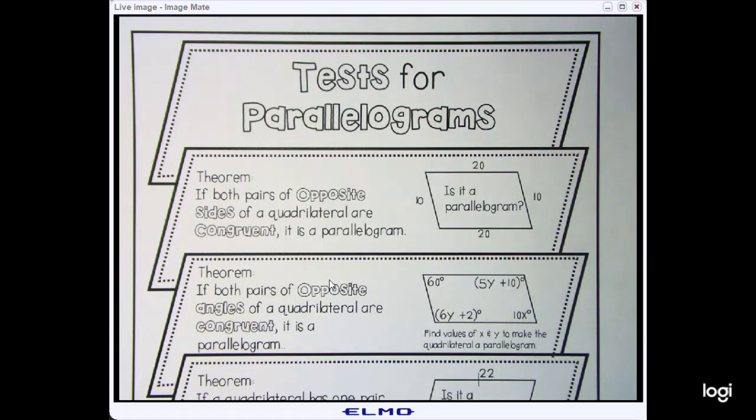Today you will be given some quadrilaterals, and it will ask you if it's a parallelogram or not necessarily. So there are a couple of different tests that we can do to determine if a quadrilateral is a parallelogram.